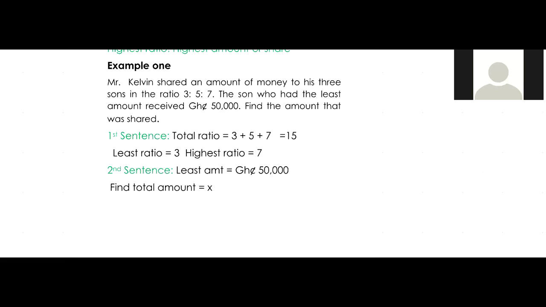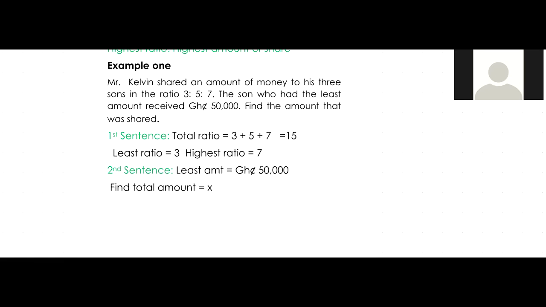So the example says Mr. Kevin shared an amount of money to his 3 sons in the ratio 3:5:7. The son who had the least amount received 50,000 Ghana cedis. Find the amount that was shared. So this is how you approach word problems.